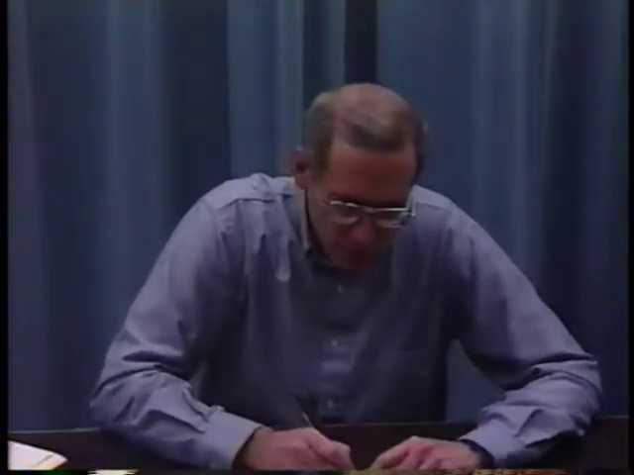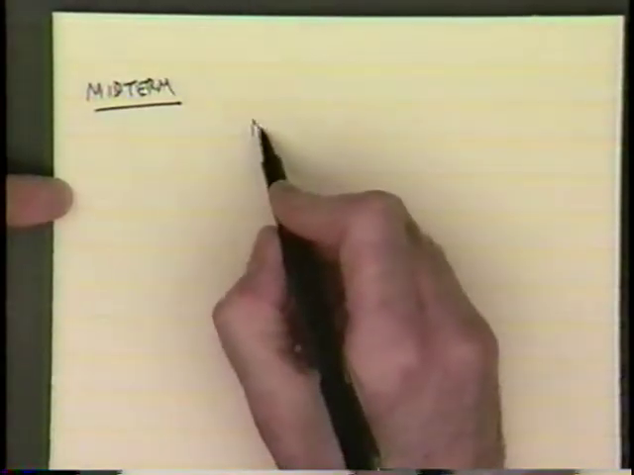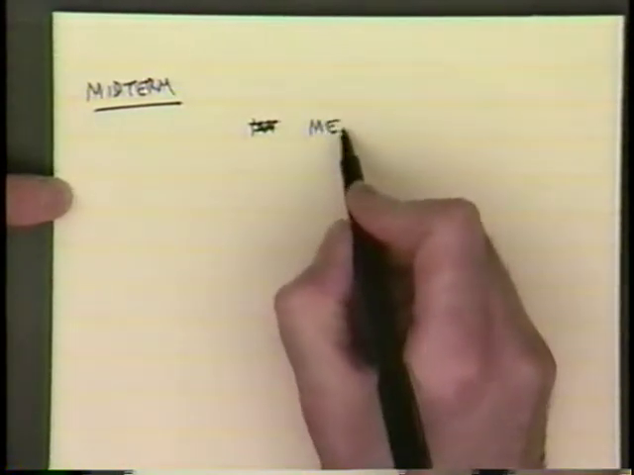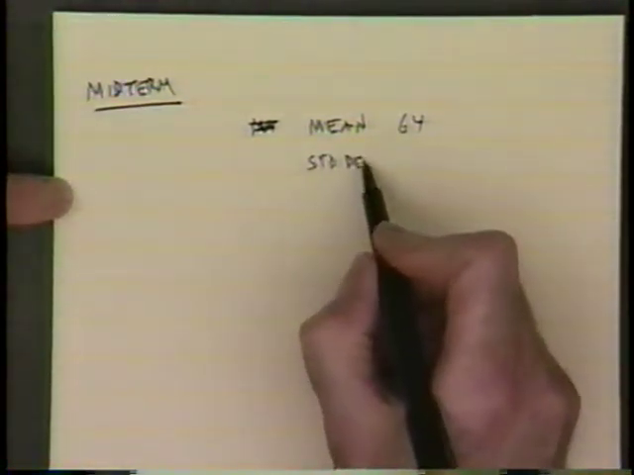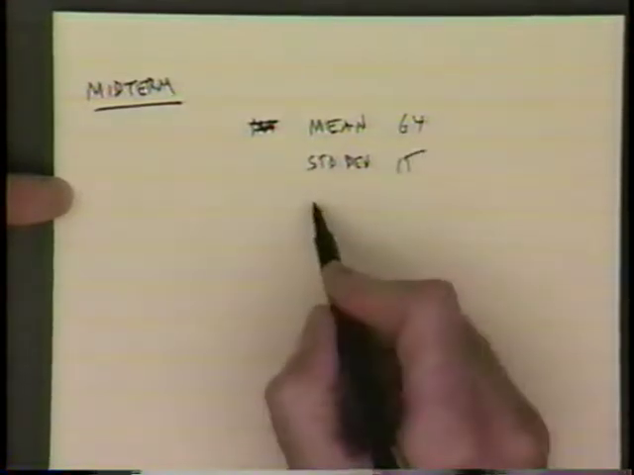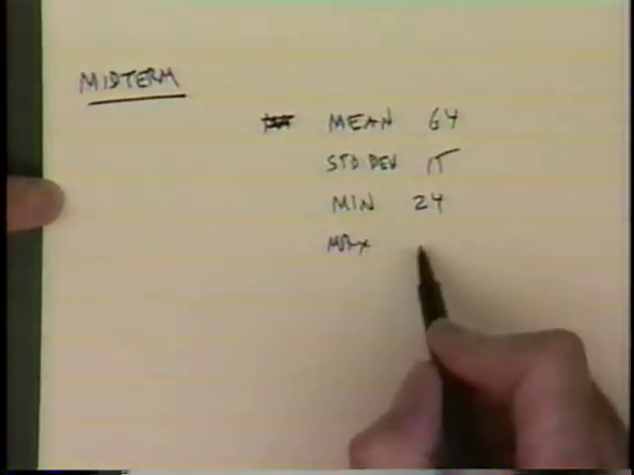Is there a comment here? No. The midterms are all graded. They'll be ready after class for you to pick up either here or outside. The statistics were as follows. The mean grade was 64. Standard deviation was 15. The minimum was 24. The maximum was 96.